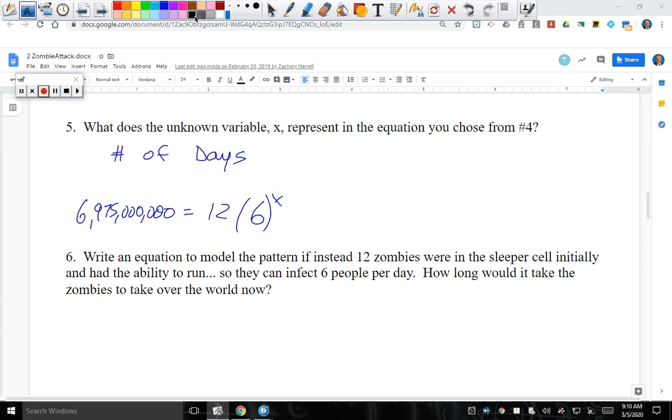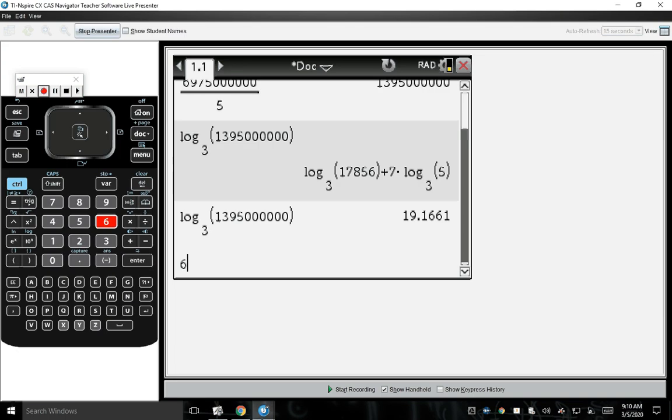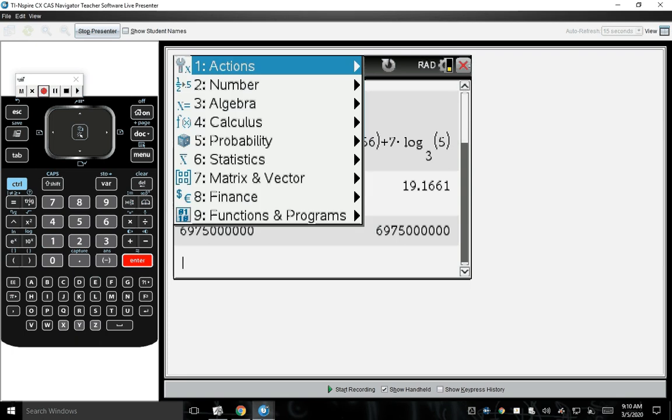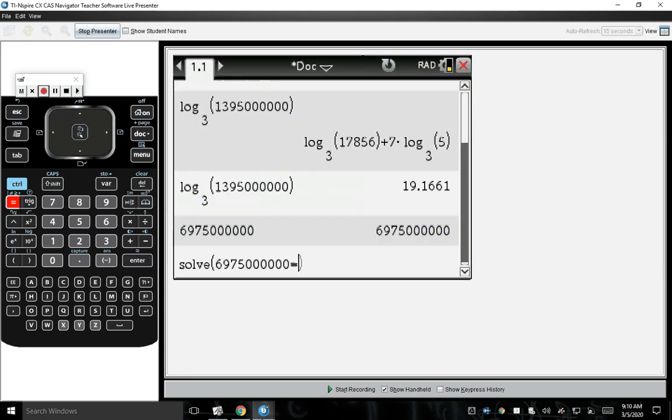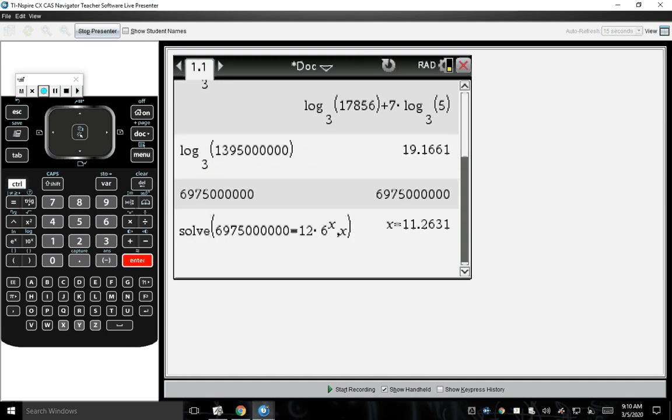And for now, let's do the solve feature together. Okay? So we'll go to the calculator. We're going to say 6,975,000,000, and it's equal to, whoops, menu 3.1. Set this equal to, what was the initial value again? 12? Times 6 raised to the power of x, right? Okay. And then we'll just do comma x here at the end and Control Enter.